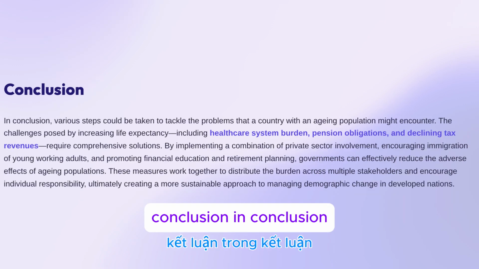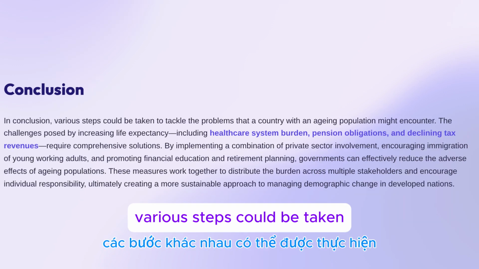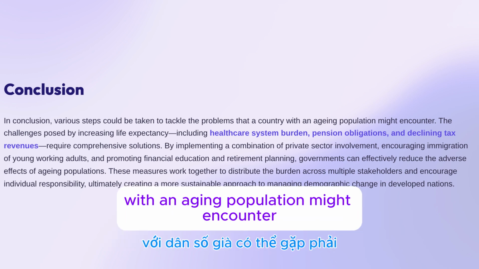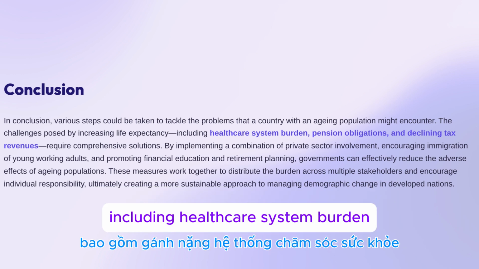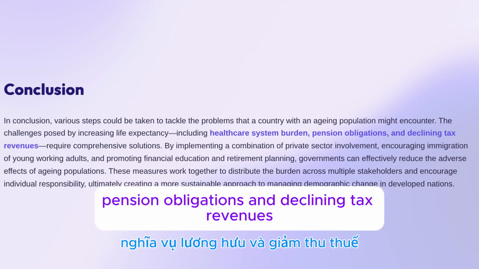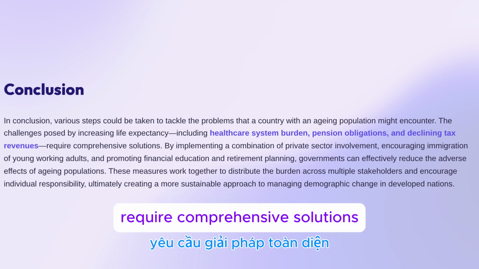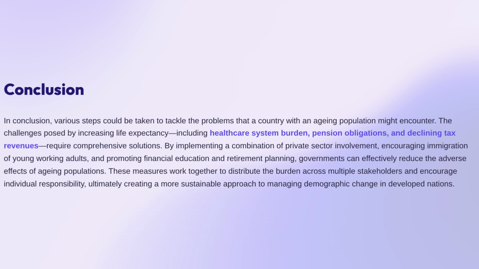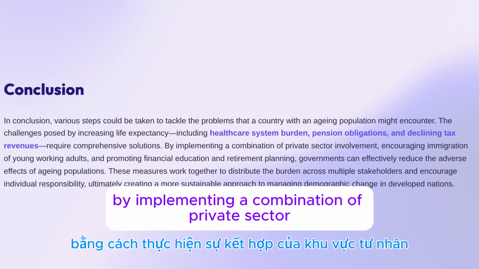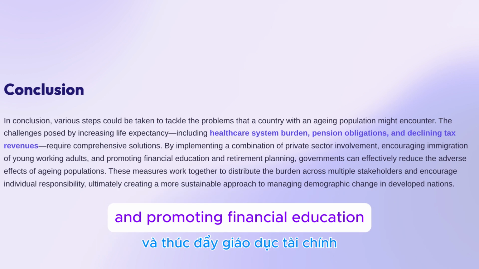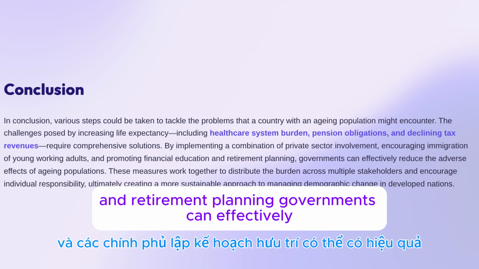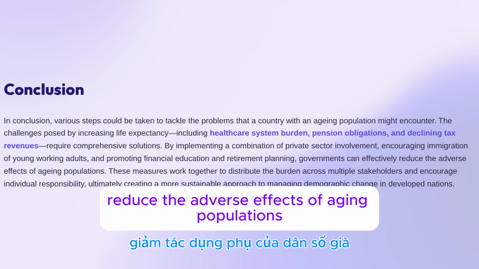Conclusion. In conclusion, various steps could be taken to tackle the problems that a country with an aging population might encounter. The challenges posed by increasing life expectancy, including healthcare system burden, pension obligations, and declining tax revenues, require comprehensive solutions. By implementing a combination of private sector involvement, encouraging immigration of young working adults, and promoting financial education and retirement planning, governments can effectively reduce the adverse effects of aging populations.